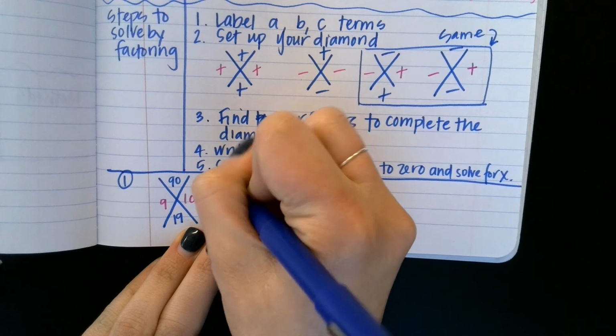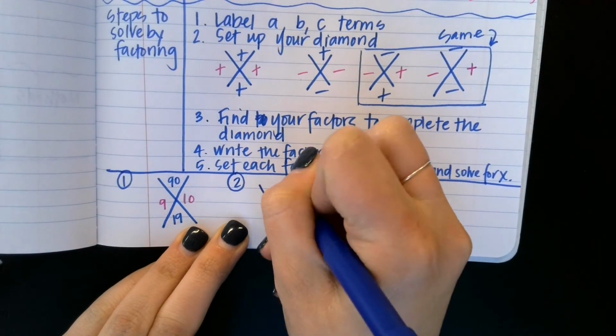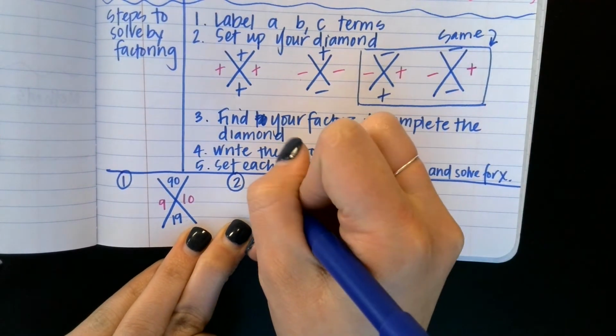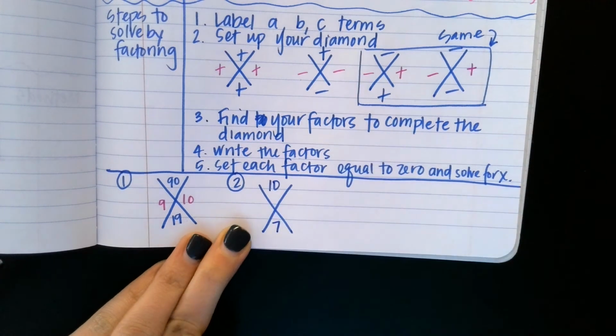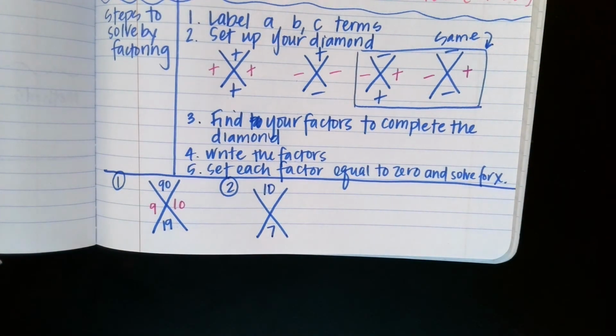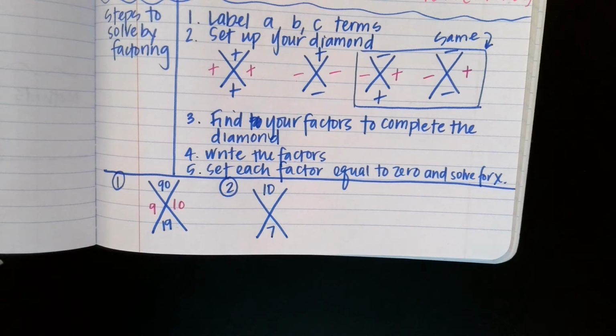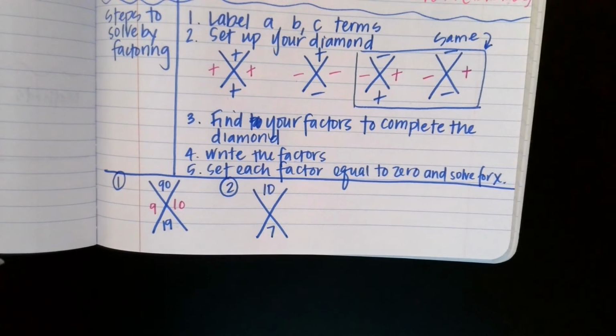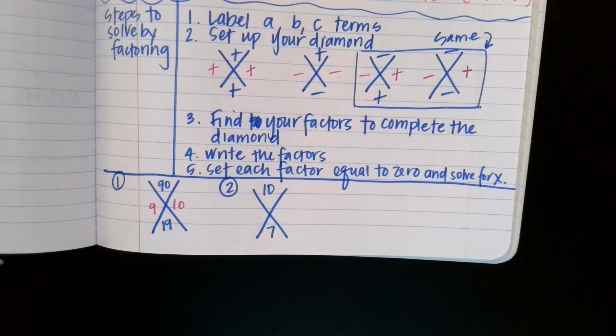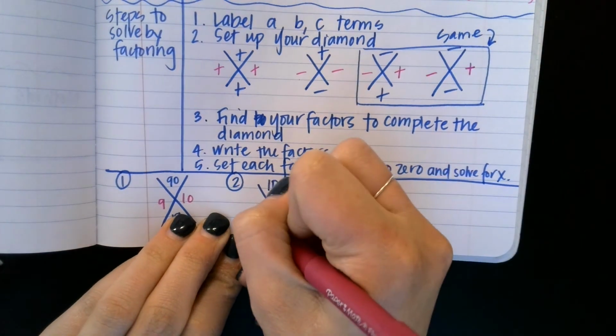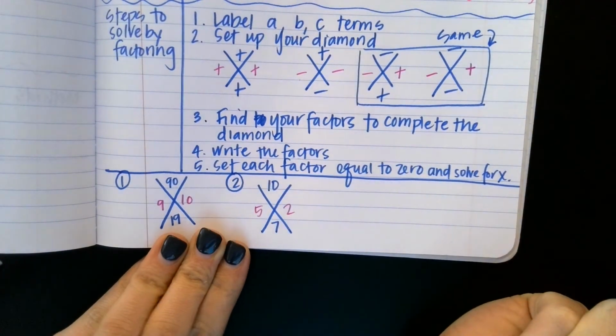Let's do another one. Let's do 10 and 7. Which 2 numbers multiply together to equal 10 but add to be 7? Think about it. What 2 numbers multiply to be 10 but add to be 7? 5 and 2. It doesn't matter which one you put on the left and which one you put on the right.